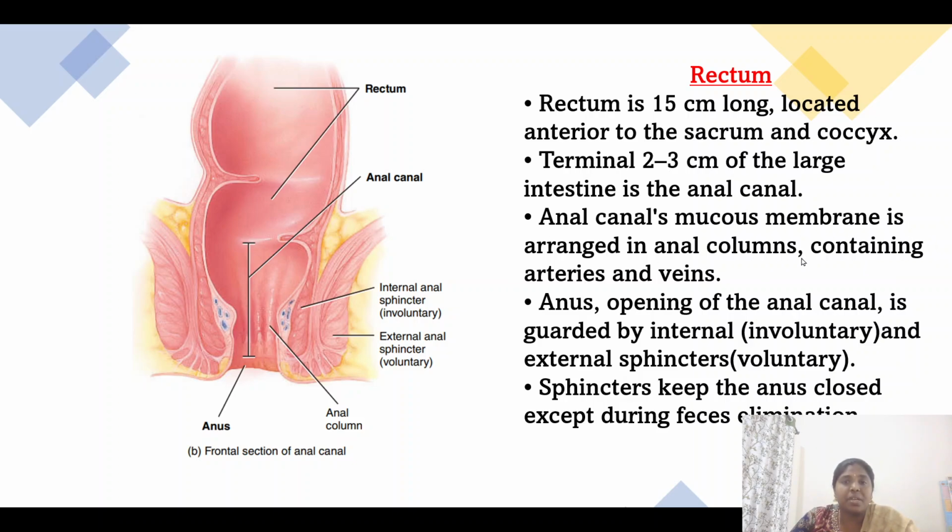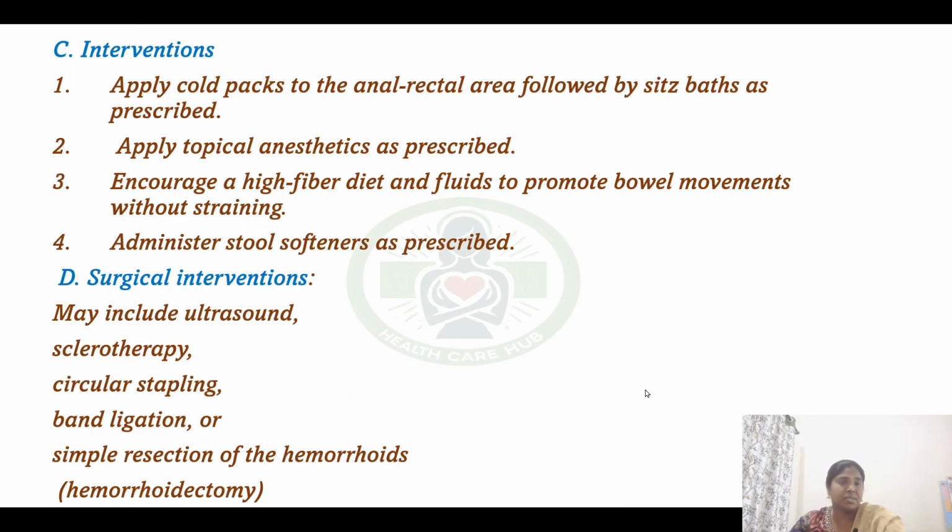And the anal mucous membrane is arranged in anal columns, which contain arteries and veins. So that is the anus opening, and that's how I have told about the sphincters.